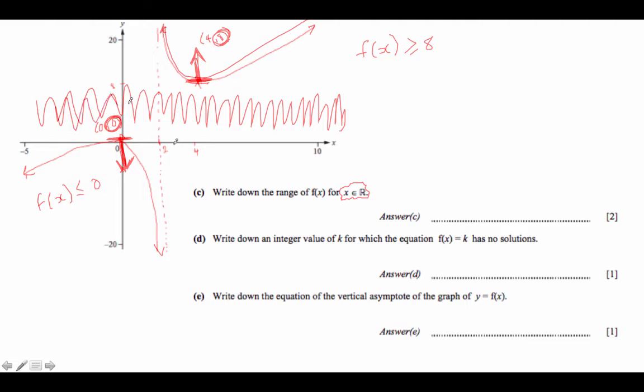We can't put them together because they don't join up, there's nothing in between. So we just write f of x is less than or equal to 0 and f of x is bigger than or equal to 8.